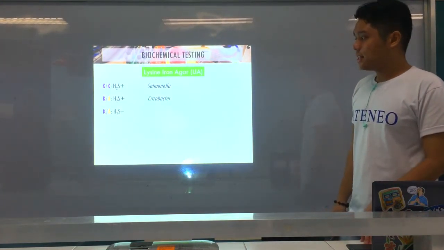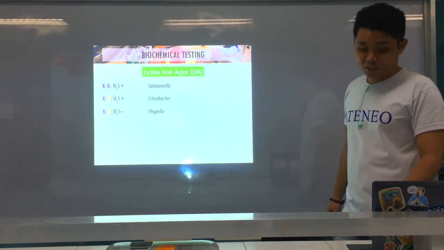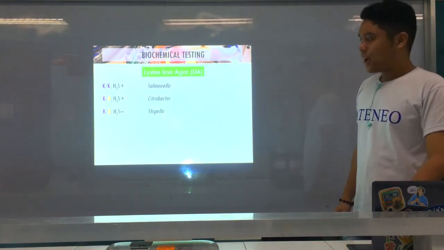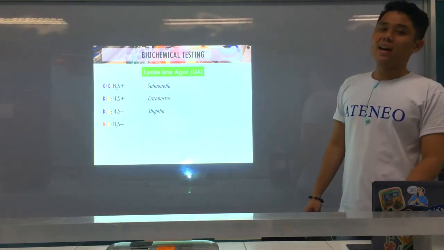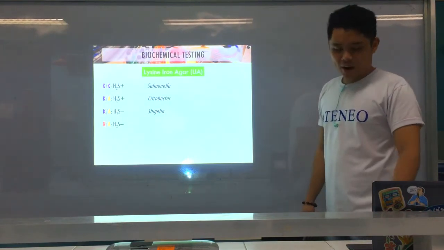K over A, still the same, but H2S negative, that's your Shigella. As you can see, dagan kayo siyang negative, no? Negative siya sa lysine, ang Shigella. Okay? And very characteristic yun, R over A. So, deaminase positive, but decarboxylase negative, H2S negative, you have the PPM.